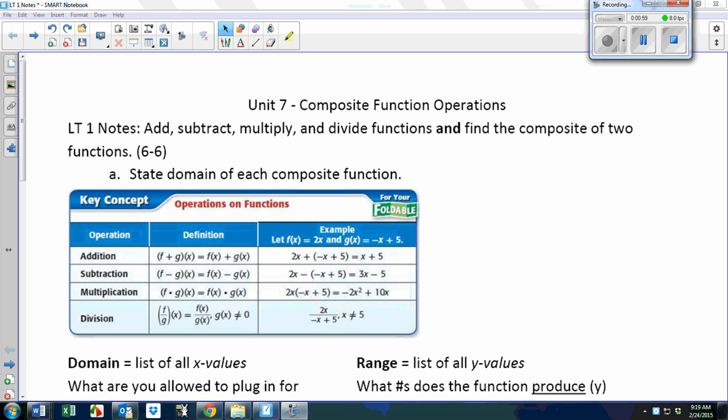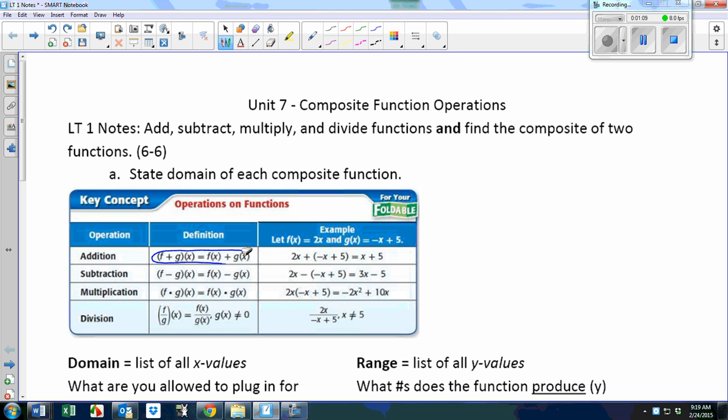Probably the first thing we need to talk about is the symbols. In this chart, you can see all of the symbols of taking the function f and the function g and putting them together according to this addition. You're going to take the function f plus g of x. In that order, you're going to take function f and function g and add them.